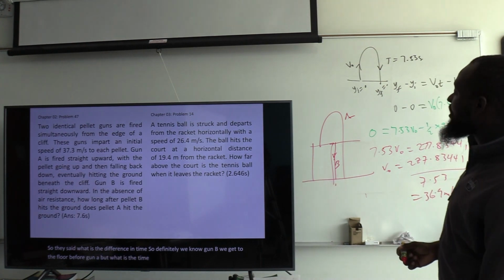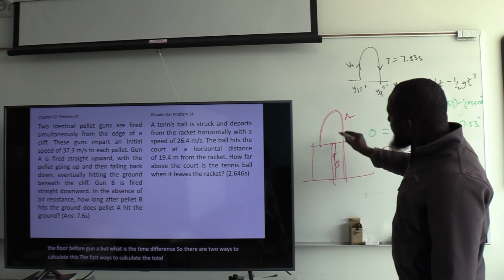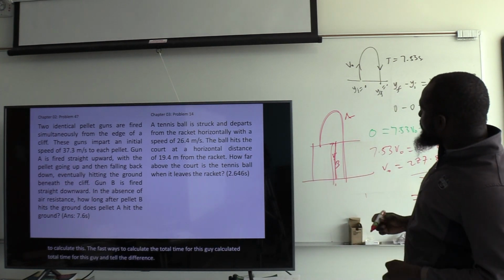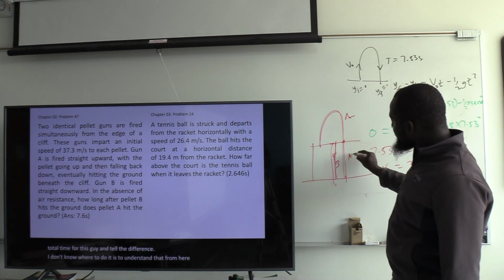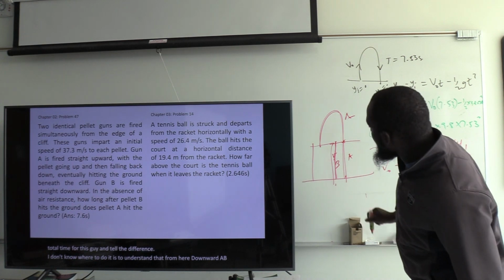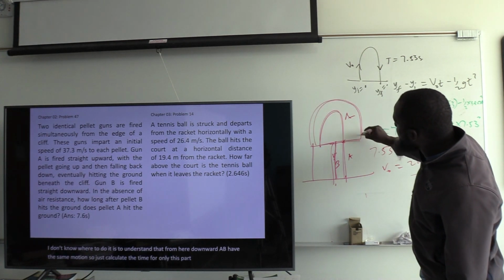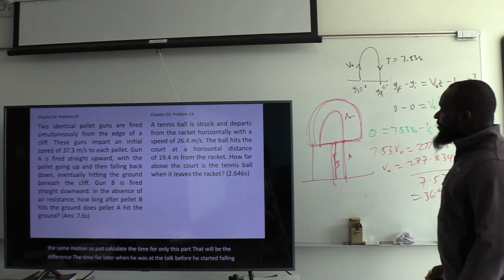So there are two ways to calculate this. The first way is to calculate the total time for this one, calculate the total time for the other one, and take the difference. Another way is to understand that from here downwards, A and B have the same motion. So just calculate the time for only this part. That will be the difference: the time for only when A was at the top before it started falling from the same level. I'm going to do both.